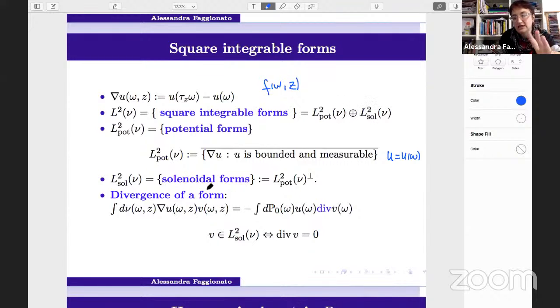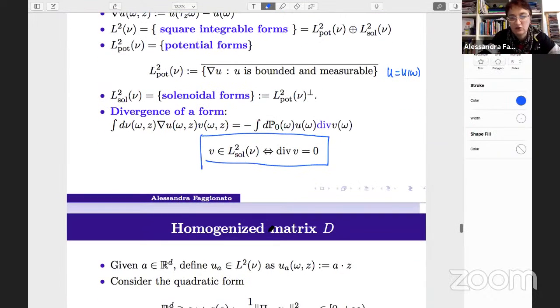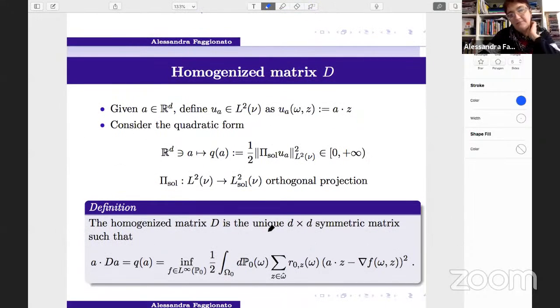It's simple to see that you have integration by parts, and you can indeed introduce a divergence in this setting, such that if you integrate a potential form, the gradient of u, times another form v, this is equal to minus the integral with respect to the Palm distribution of u of omega times an operation on your form v, which we call the divergence of v. So at the end, we have this characterization: a form is solenoidal if and only if the divergence is 0. This will be useful in the next talk. I have almost done.